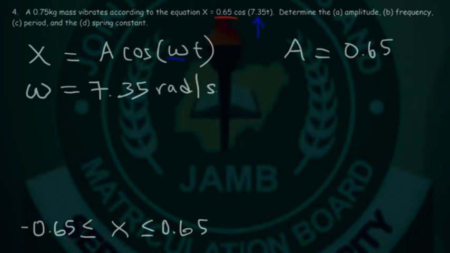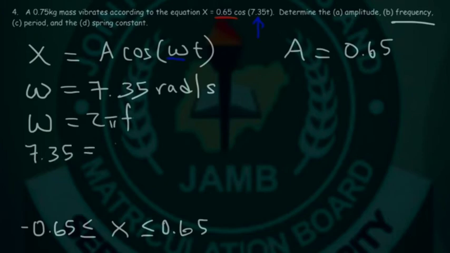And if we know the angular frequency, we can now find the frequency. The angular frequency is equal to 2 pi f. And so 7.35 radians per second is equal to 2 pi times the frequency. So the regular frequency is just 7.35 divided by 2 pi. And so you should get 1.17 hertz.